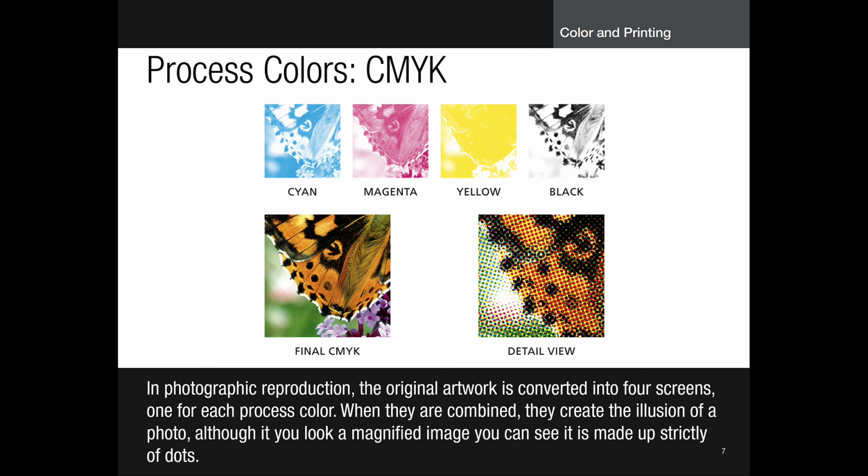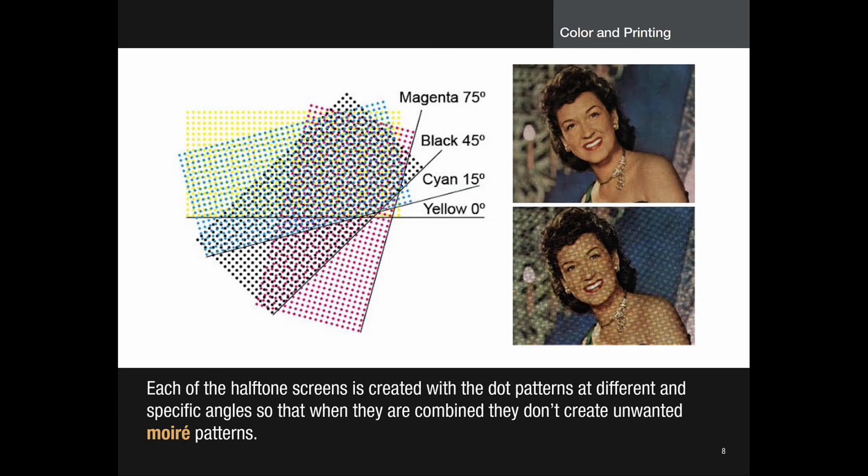If you were to look at it through a magnifying glass, this is actually what it would look like. But again, we're taking advantage of the fact that from a distance, the human eye is not going to perceive that dot pattern in there. Each of these dot patterns is laid at a very specific angle. The reason it's done that way is so the dot patterns don't clash with each other. And if you do get one of these screens off a little bit, what ends up happening, you get what we call a moire pattern.